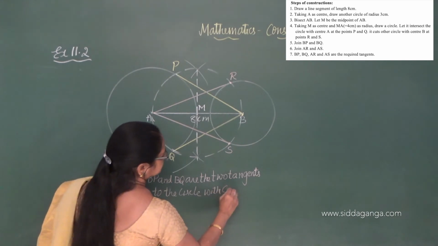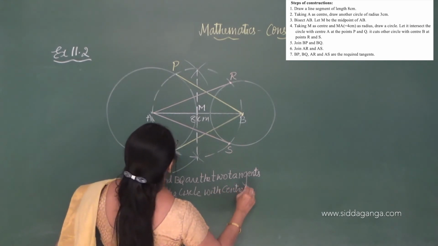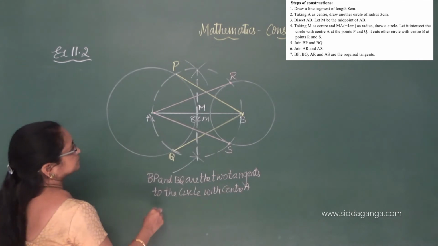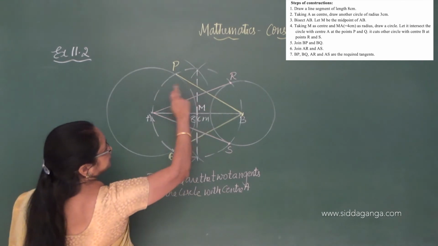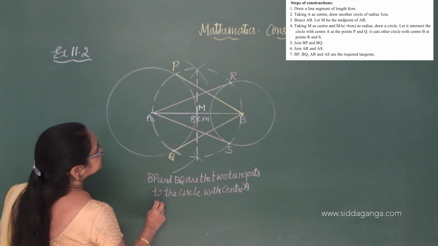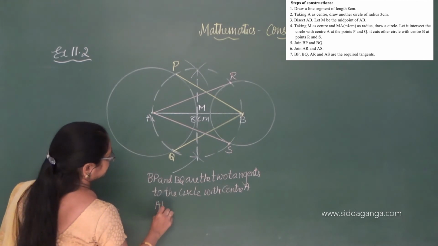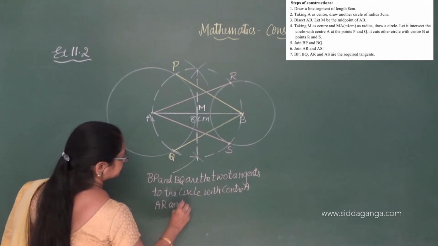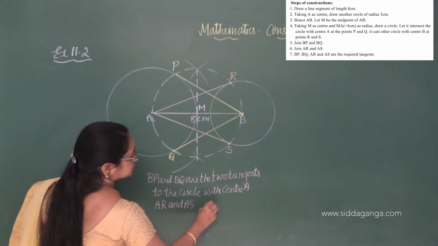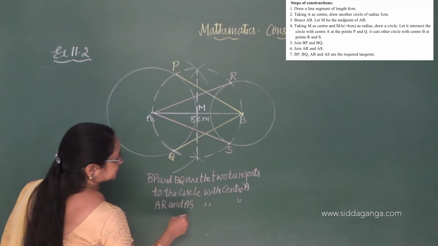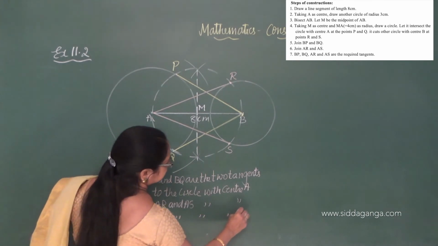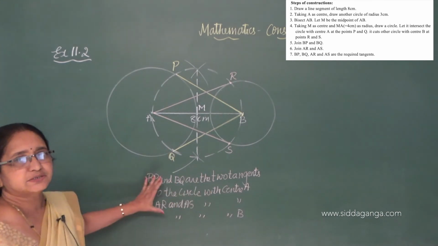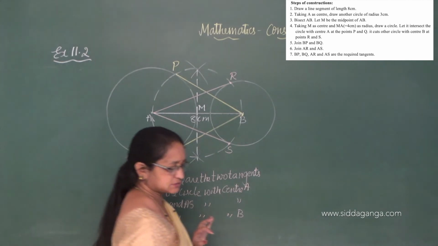with center A. Then another two, that is AR and AS, are the two tangents to the circle with center B. These are the required tangents.